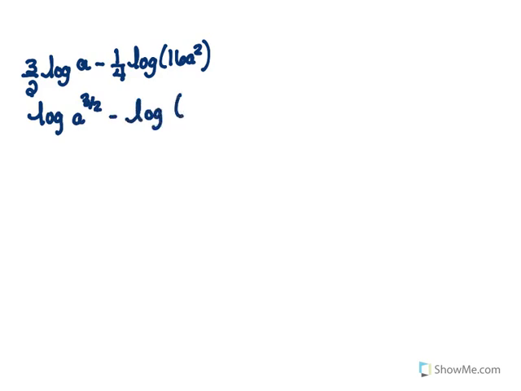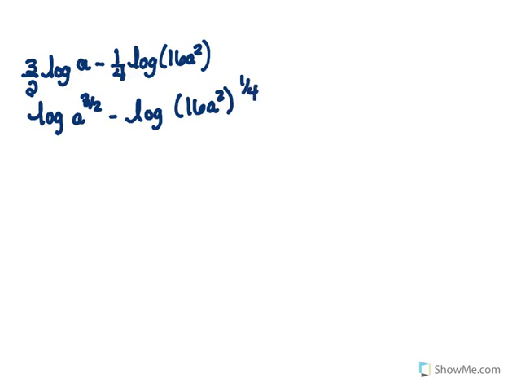So I've got a minus 1/4 log, and then I've got 16a squared. Now, this one is definitely challenging, so I really like this one. So first of all, let's bring these exponents to where they need to be. So we've got log a to the 3/2 minus log 16a squared to the 1/4.